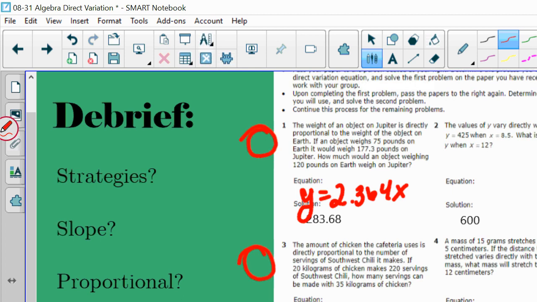Okay, so that got me my 50, then I could go by 50. Okay, my y over x. Okay, let's do our last one. Did somebody do a different one? Go ahead, Maddie. For number 4, I took the 15 grams and 5 centimeters, and I divided. Did you do 5 divided by 15 or 15 divided by 5? 15 divided by 5, and I got 3, and then I multiplied 3 by the 12 centimeters, and I got 36. So what would my equation be on this one?